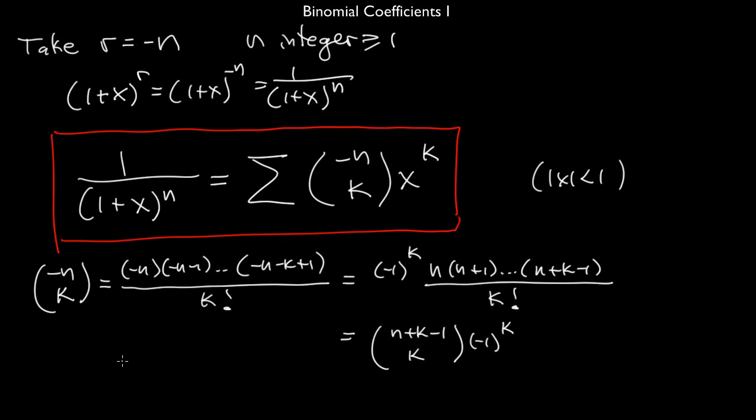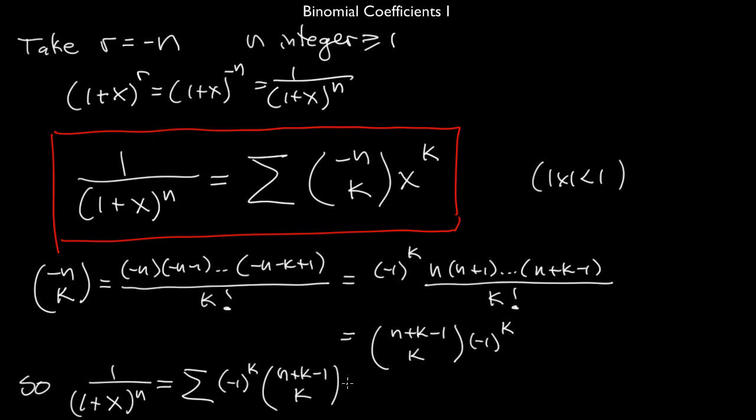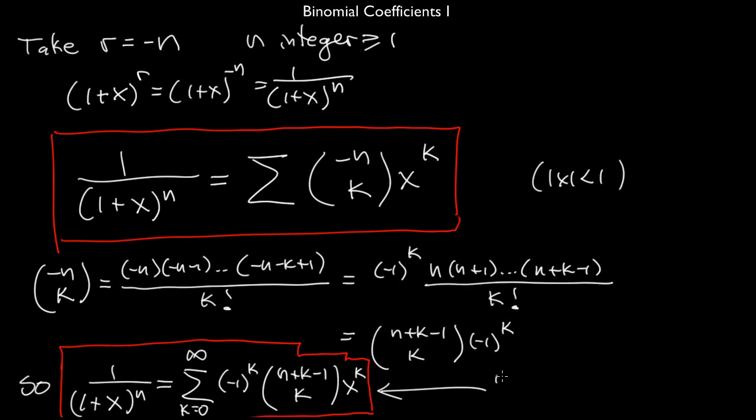So anyway, the formula is that 1 over (1+x)^n is the summation of (-1)^k (n+k-1 choose k) x^k. And remember, this is an infinite power series, with k going from 0 to infinity. So this is quite a nice combinatorial formula. I'm going to come back and talk about that a little bit more later in the course. So that's a good place to stop.